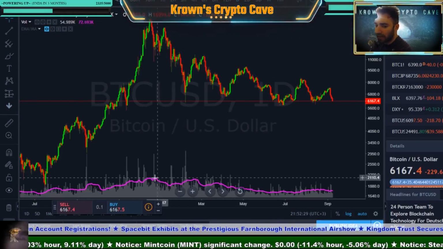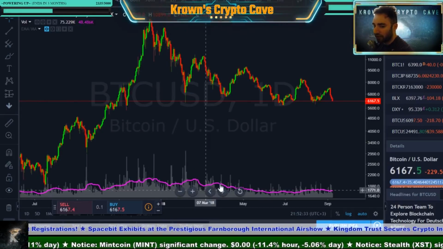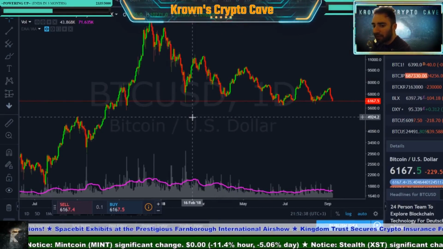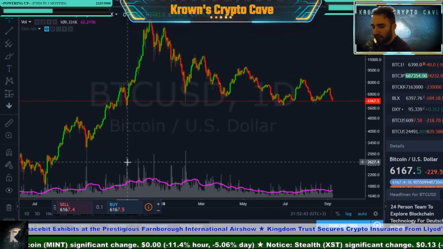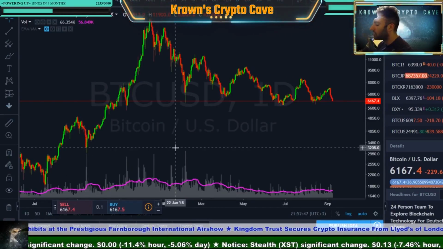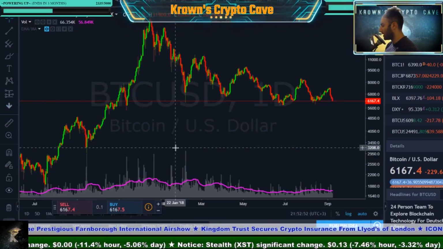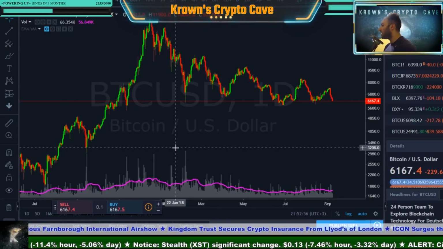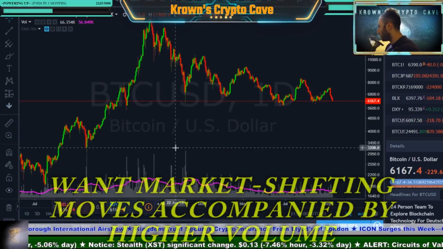Well, first things first, anything that stands out above this volume moving average, this pinkish line, is significant within the overall scheme of things. But whenever we have a major spike like this, major spike like this, major spike like this, all these guys, that is telling us very significant information about what's going on in price action. Whenever I see a market shifting move come into play, I want to see higher volume accompany it.